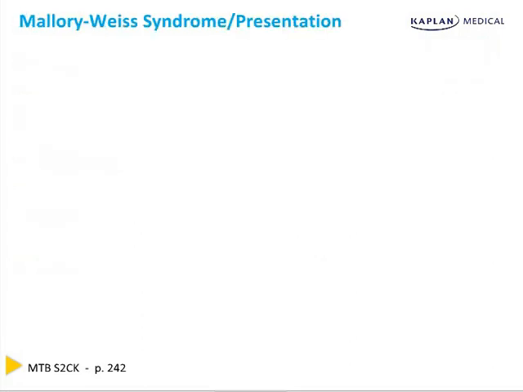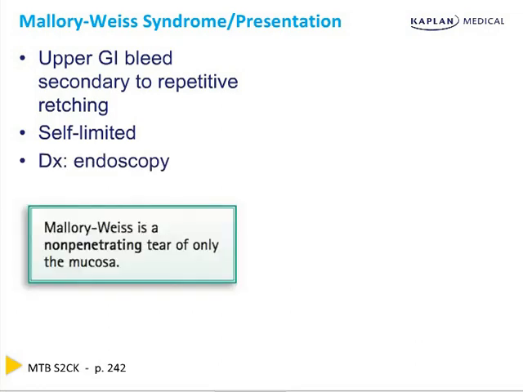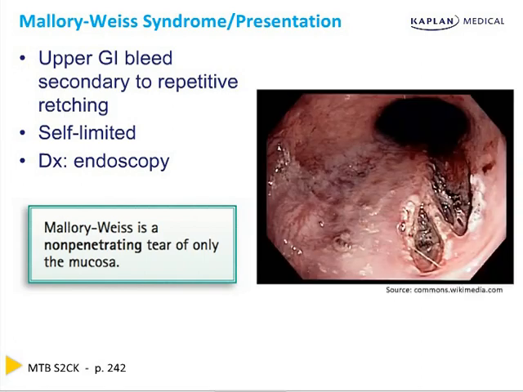Mallory-Weiss syndrome is an important cause of upper GI bleeds after prolonged vomiting or retching. These repeated episodes lead to tearing of the mucosa with chest pain that's followed by hematemesis or black stool. Keep in mind, they do not have dysphagia. Most of the time, they're self-limited, and the best test for diagnosis is an endoscopy. One important fact to keep in mind is that it's a non-penetrating tear limited to the mucosa. Here's an example of somebody with a Mallory-Weiss tear.